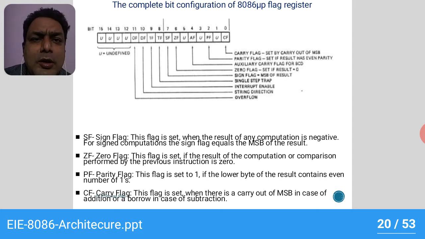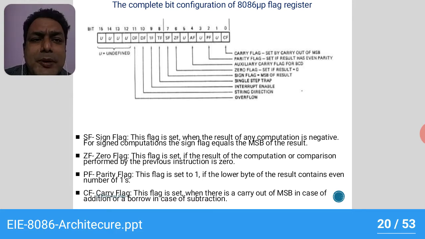U stands for undefined. The second bit is the parity flag. The fourth bit represents the auxiliary carry flag. The sixth bit represents the zero flag. The seventh bit represents the sign flag. The 8th bit represents the trap flag. The 9th bit represents the interrupt flag.